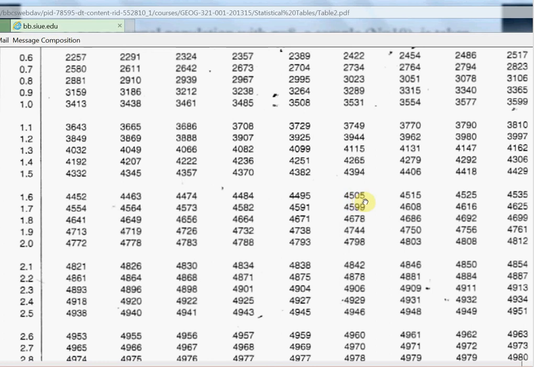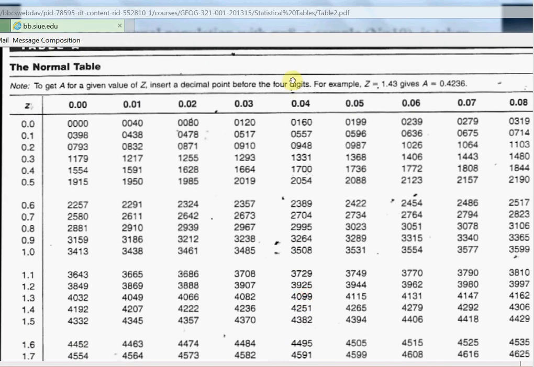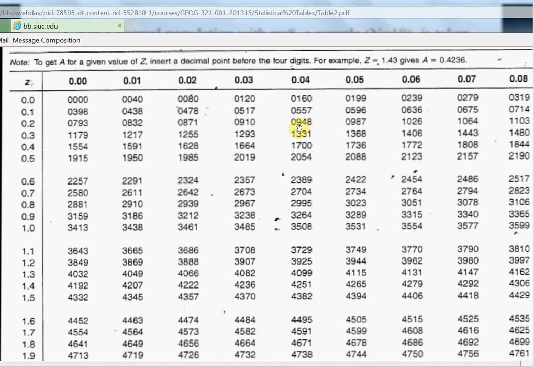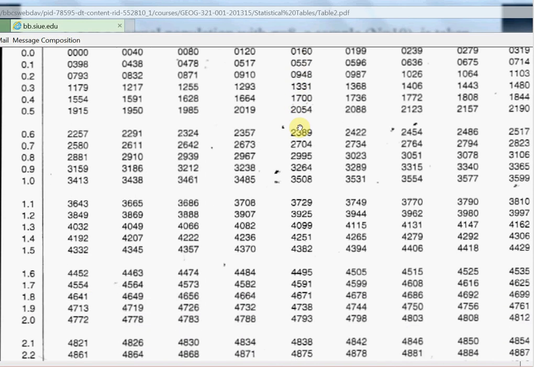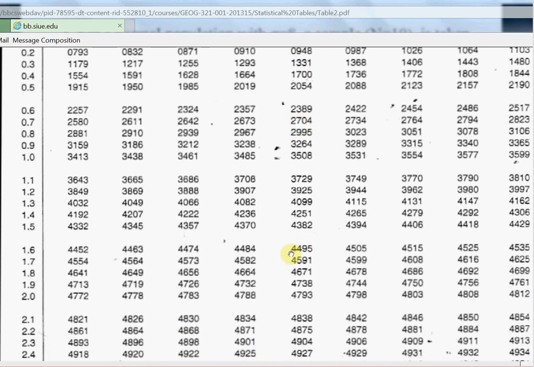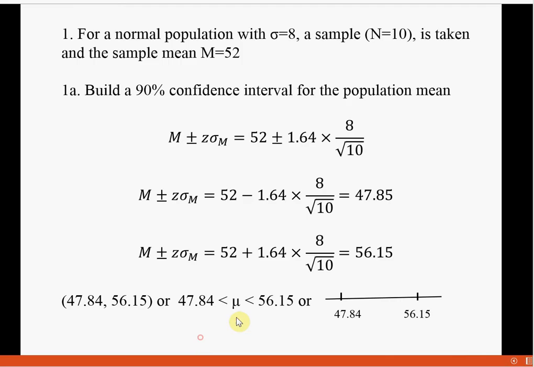Now you have 4495 and 4505, so it's between these two. You can use either one. I decide to use this one. If I use this percentage, the z-score would be 1.64. So the z-score corresponding to a 90% confidence level would be 1.64. See, that's how I find that z-score from the normal table.